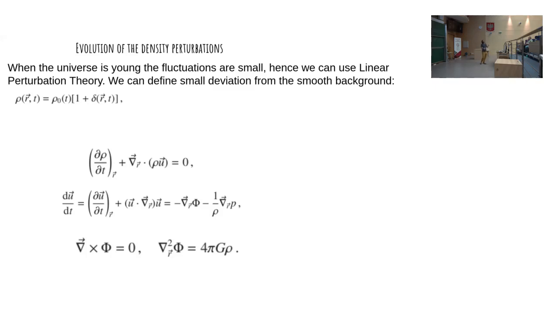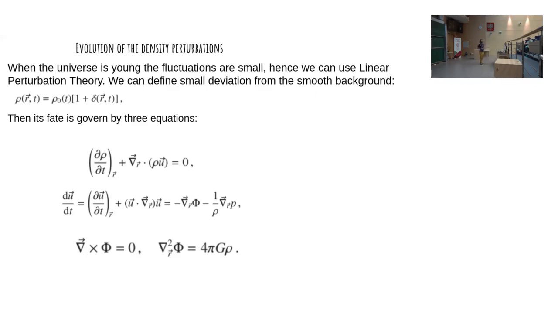So we can define at any place in the universe, at any spatial region, a small fluctuation on top of the smooth pattern. So this will be rho as a function of time and space. This tells you that you have this local fluctuation. It's just the background density of the universe times a small deviation from the background, delta. And this deviation needs to be small, otherwise perturbation theory fails.